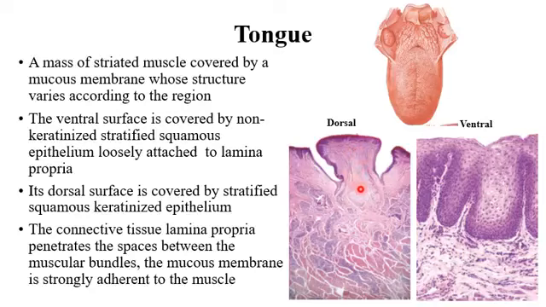Underneath the epithelium, there is a connective tissue which penetrates between the bundles of skeletal muscle fibers. The mucous membrane, which is formed of the epithelium and the underlying connective tissue, is strongly adherent to the muscle core.